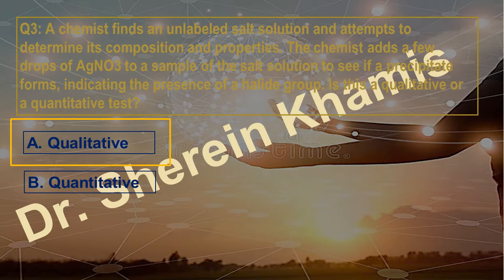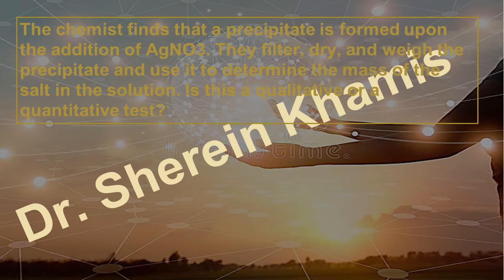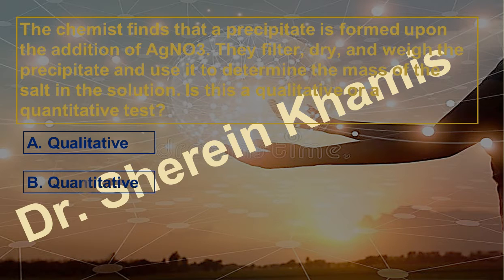Okay, let's continue the second part of this question. Also we will continue the same question. The chemist finds that a precipitate is formed upon the addition of silver nitrate. They filter, dry, and weigh the precipitate and use it to determine the mass of the salt in the solution. Is this a qualitative or quantitative test? Okay, here we weigh the precipitate, so we use the mass or the amount of it. It will be quantitative analysis. Okay, it's the right answer here.